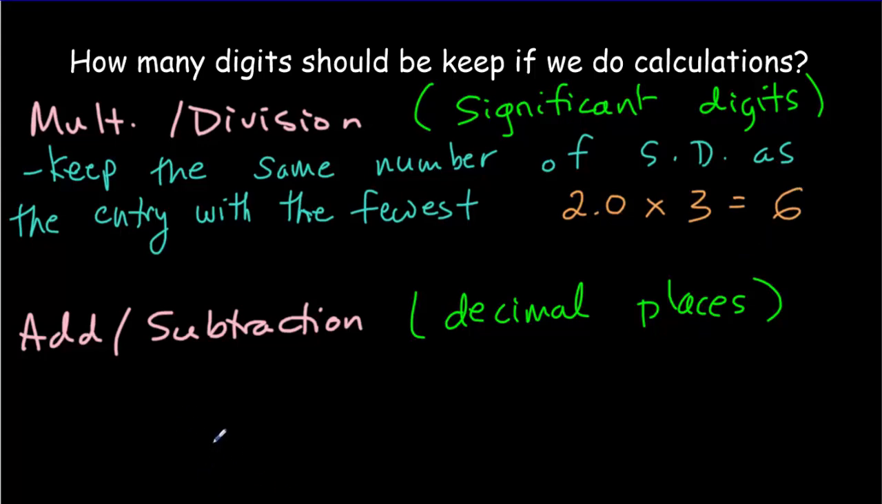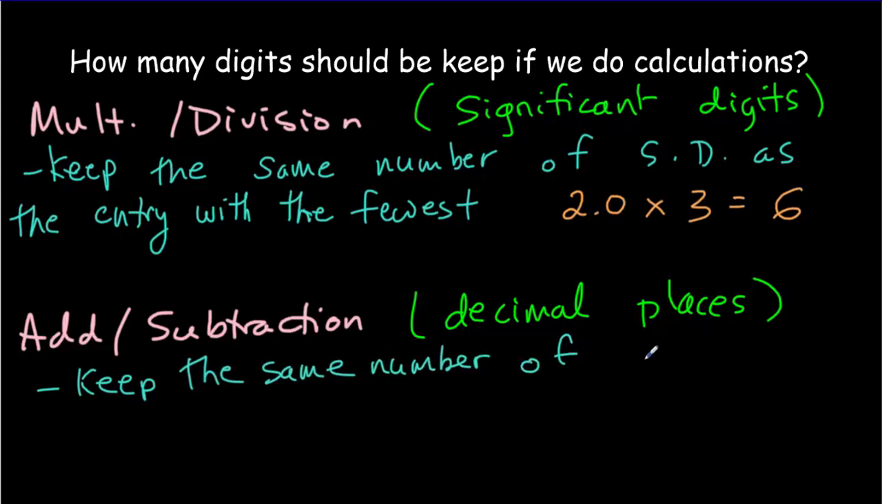Our addition and subtraction rule exactly parallels this. The only thing I'm going to do is replace the words significant digits by decimal places. So I'd keep the same number of decimal places, dp, as the entry with the fewest.